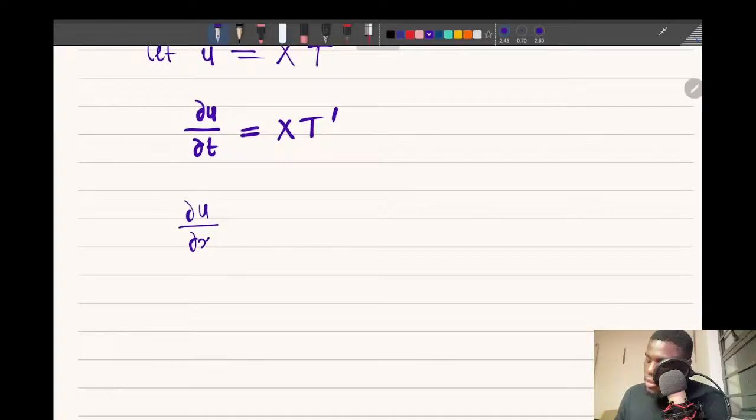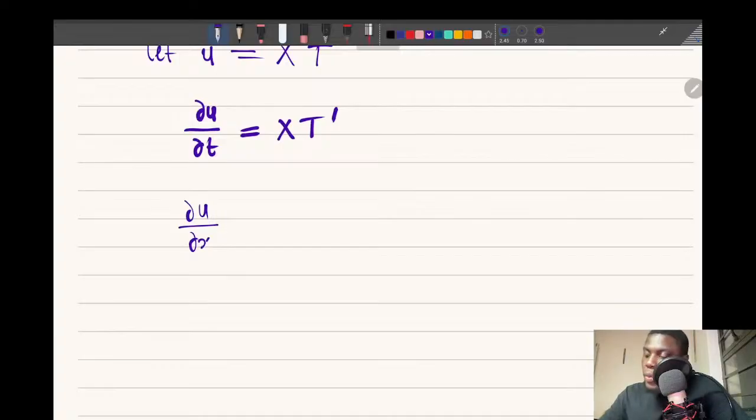What about del 2u del x squared? Because we want the second derivative. It'll be now x prime prime times t. Well, not even a problem. What did this thing say? Let's go back to see where it said. It said that you have del u be equal to k, whatever. So let's put that. What is my del u del t? Here, it's x t prime. So I can say x t prime is equal to k multiplying del 2u del x squared, which is x prime prime times t.